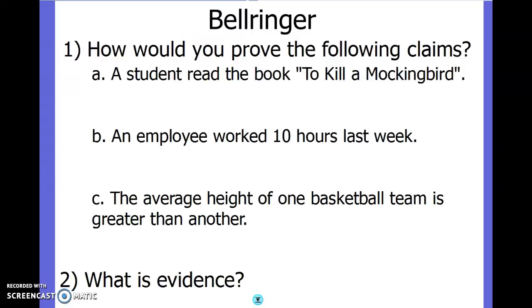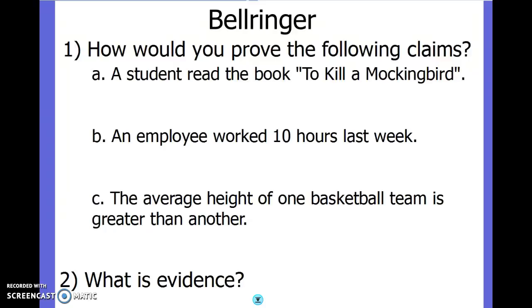So let's say you wanted to prove that a student read the book To Kill a Mockingbird. How would you prove it? Well, you might say, if I give them a quiz or a test on it and they get 85% of the questions correct, then that's proof that they've actually read it. Maybe if they write a book report on it and accurately describe the plot line, that means that they've read it, something like that. Okay?